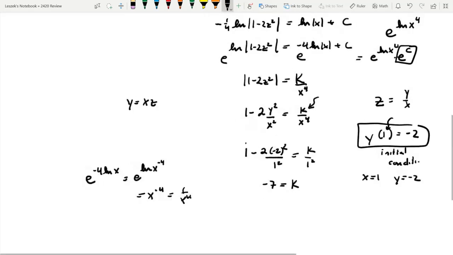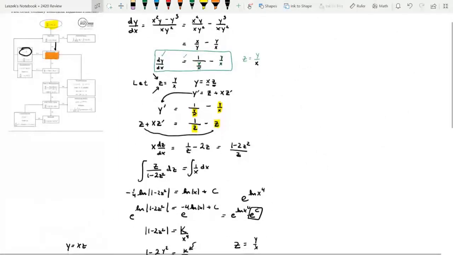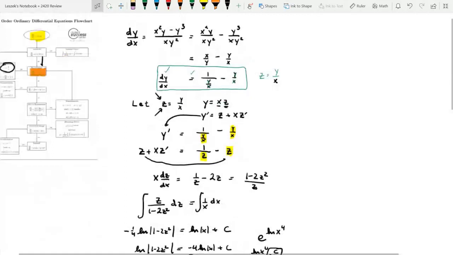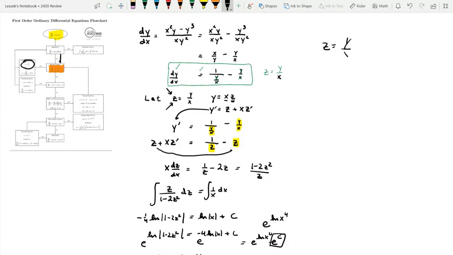Okay, so that was an example of a homogeneous equation, if you recognize it. We have the standard change of variable, or if you'd like, y equals x times z. Don't forget to use the chain rule when computing y prime here. Yeah, sorry, the product rule. And that substitution will give you a separable differential equation.